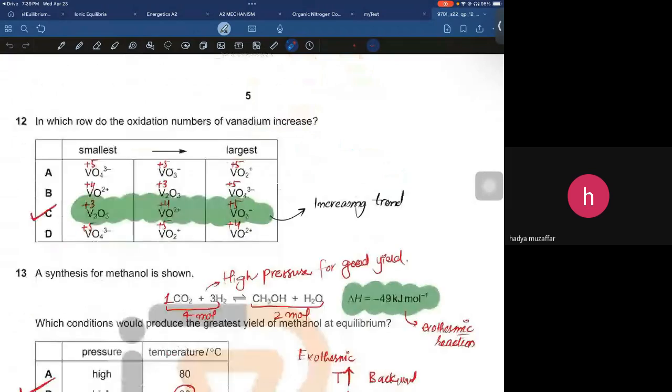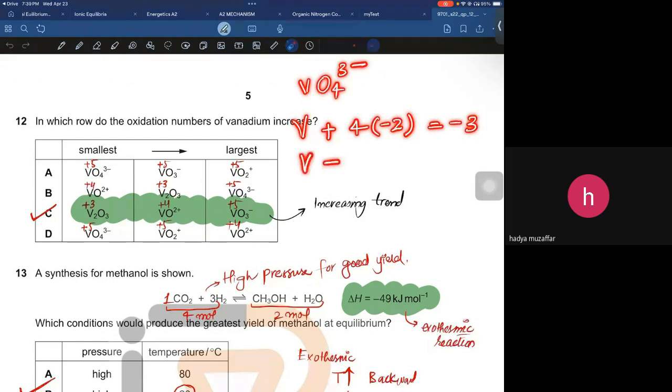Then question 12. In which row do the oxidation numbers of vanadium increase? This question requires a lot of working and you have to do this. Take VO4 3-. Vanadium is your subject. Four oxygens, each oxygen is -2, the total is -3. V plus (4 times -2, which is -8) is equal to -3. Then V is equal to -3 plus 8, which is +5. This is the oxidation state of vanadium.